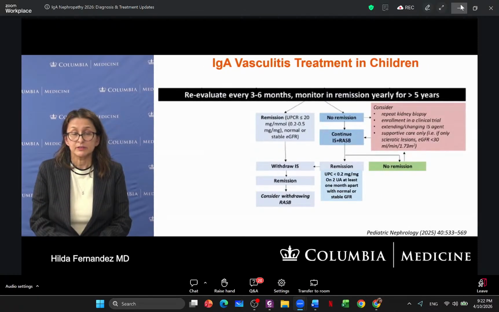And if they do get to remission, again, a UPC less than 0.2, then the question is about when to withdraw immunosuppression. If they never go into remission, then the question is about repeating the renal biopsy and then considering other alternative therapies. Again, reach out to your colleagues, and these are things that you're going to be hearing about today.